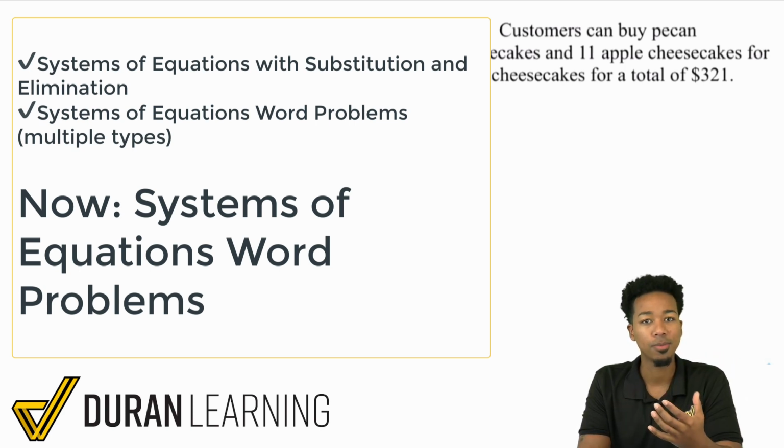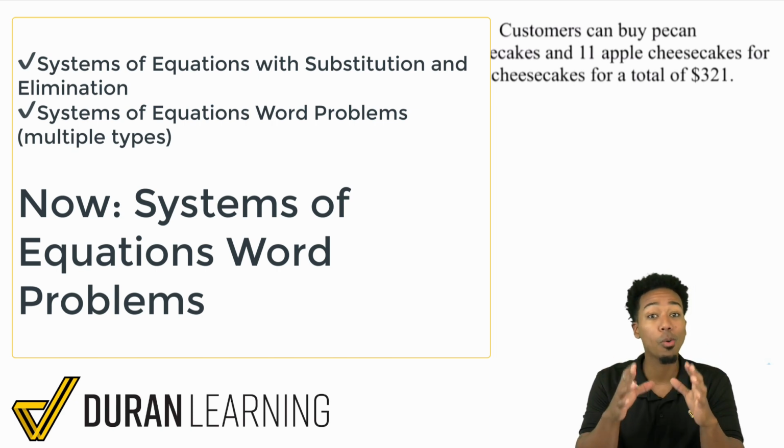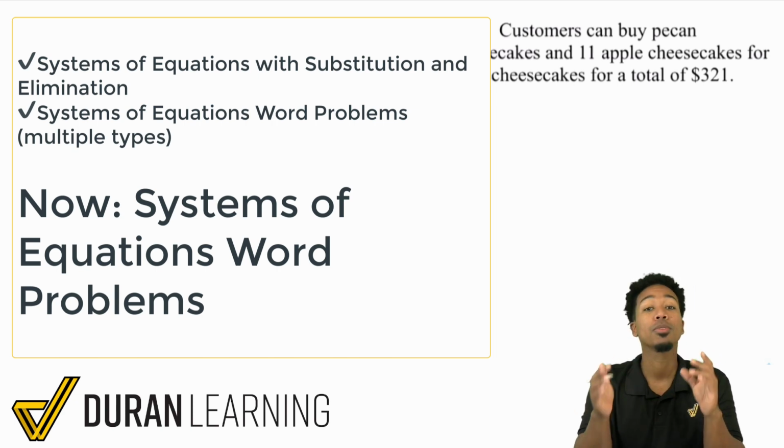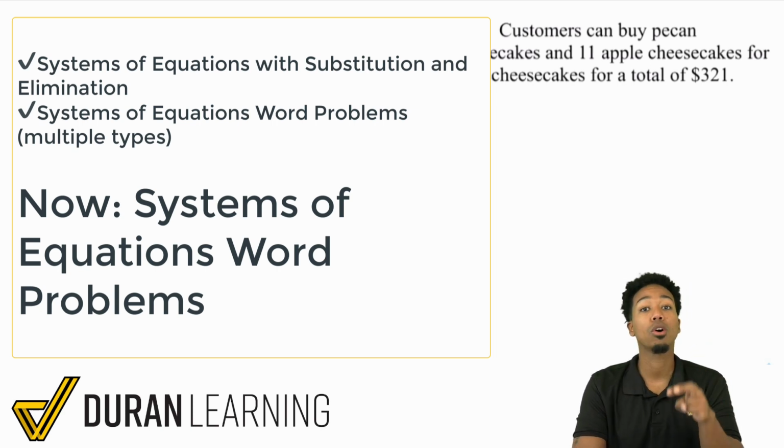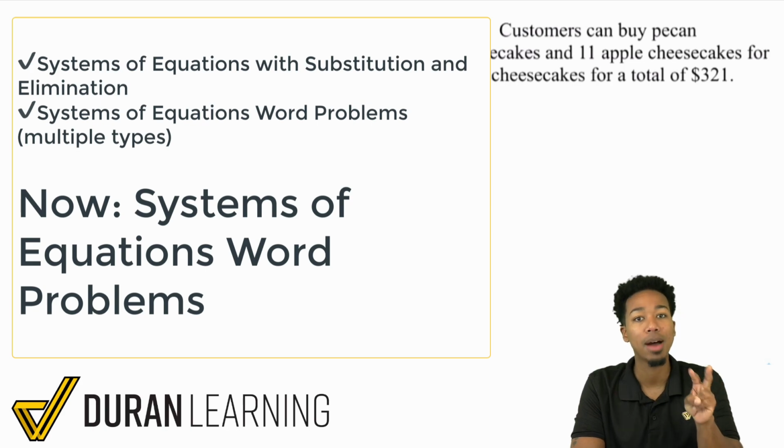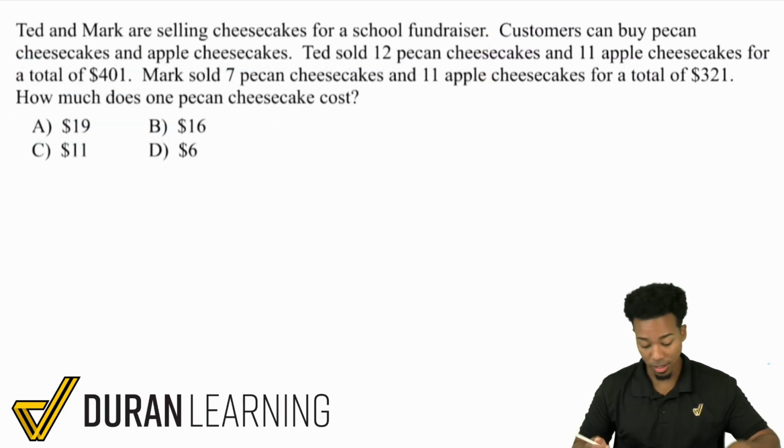So again, when it comes to systems of equations, always remember this: you know you're dealing with a system of equations word problem when you have two things that you don't know, and you also have two relationships about those two things. So for example, in this one here, let's take a look.